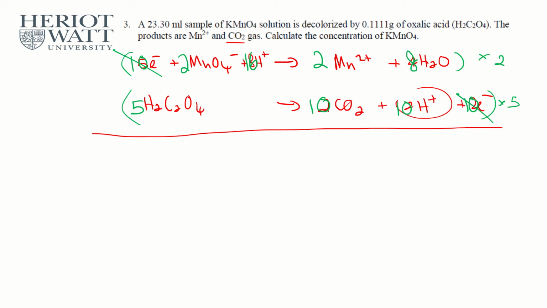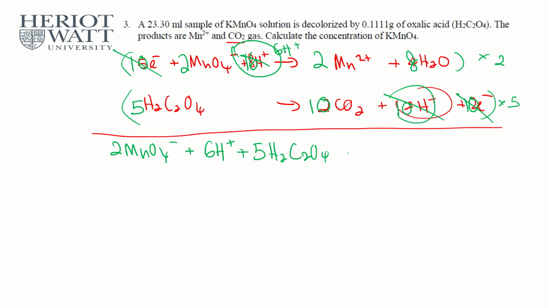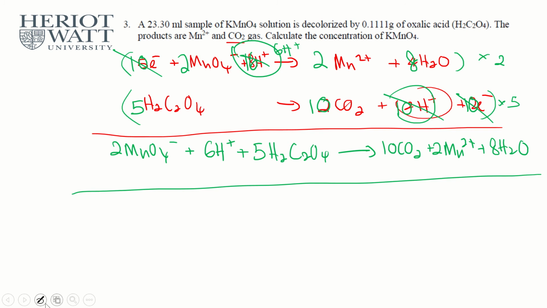What else can we cancel? 16 hydrogen, 10 hydrogen. Cancel out, I still have 6 hydrogen here. Okay, let's put that on. 2 manganate plus 6H plus, all right, no more electrons, plus 5 oxalic acid, H2C2O4, forming 10 carbon dioxide gas plus 2 manganese plus 8H2O, and we are done. All right, so what is the ratio now from the overall equations? The ratio between oxalic acid and manganate is 5 to 2. Okay, that's the important thing.